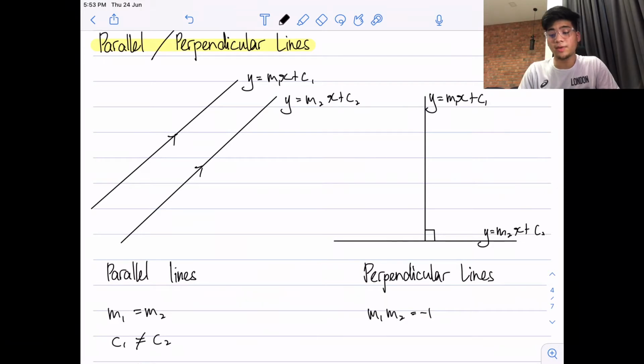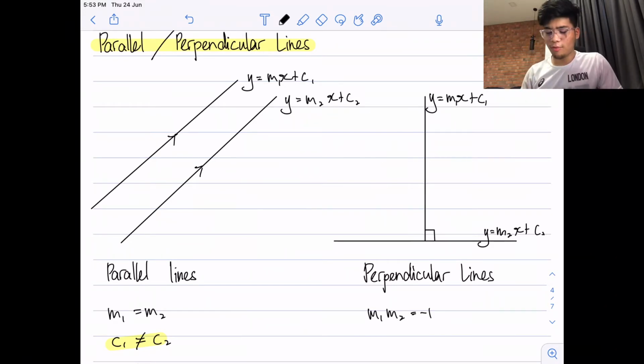And that means, based on the two equations I wrote there with m1 and m2, we can deduce that m1 will equal m2, as in they both have the same gradient. But keep in mind, they do have different y-intercepts. That's why I wrote here, c1 does not equal c2, alright? A very important one. Now then, for perpendicular lines, we instead have a different one.